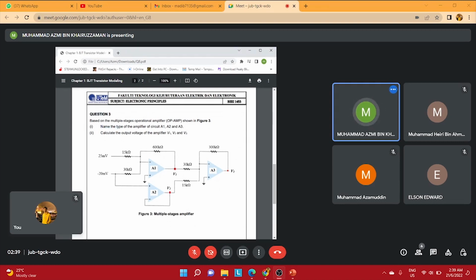I will explain question 3, number 1. The question is to name the type of amplifier of circuit A1, A2, and A3. As we can see from the circuit, A1 is summing because it has 2 inputs going to A1. And then A2 is non-inverting because if we see from the circuit, we have the negative supply go to positive A2. And then A3 is a summing type amplifier because A3 too has 2 inputs going to A3.